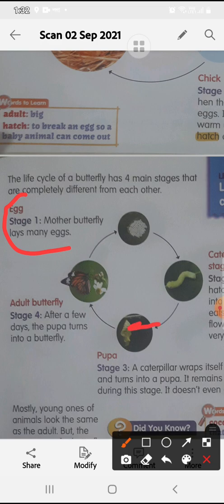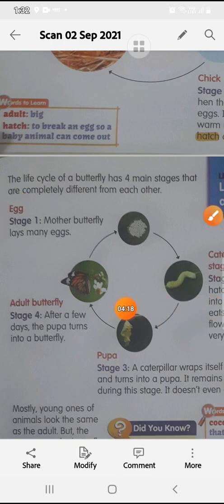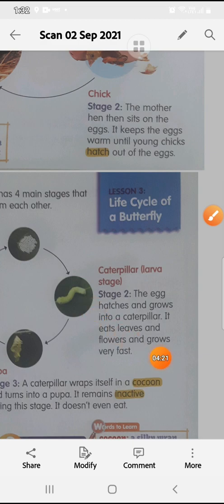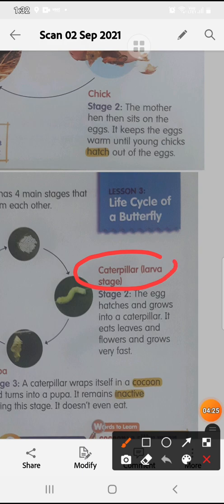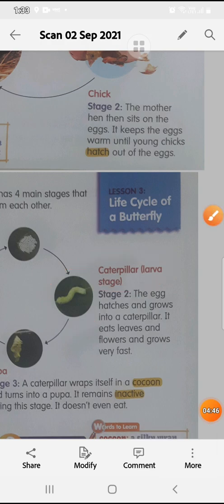Okay, in the second stage is caterpillar. Second stage is caterpillar or larva stage. Okay, so this is the picture of caterpillar. In this stage, the egg hatches and grows into a caterpillar. It eats leaves and flowers and grows very fast. Okay, caterpillar eats leaves and flowers and grows very fast.